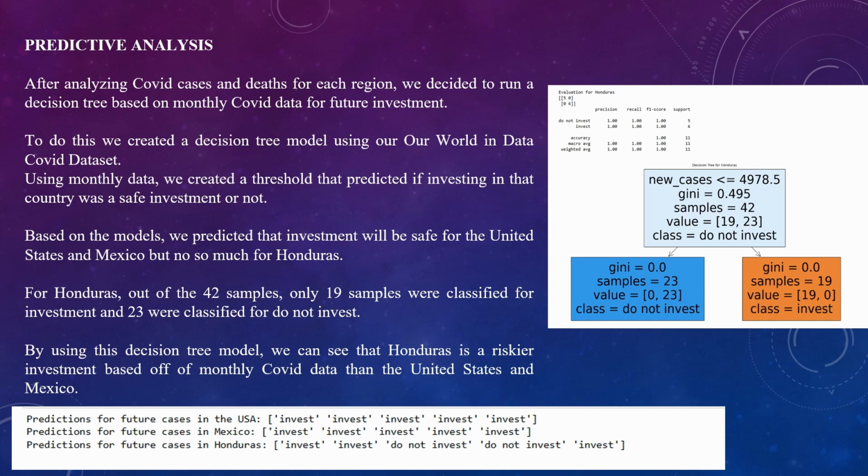Based on our models, we predicted that investment would be safe for the United States and Mexico, but not so much for Honduras. For Honduras, out of 42 samples, only 19 samples were classified for investment and 23 were classified for do not invest. By using this decision tree model, we can see that Honduras is a riskier investment based off of monthly COVID data than the United States and Mexico.